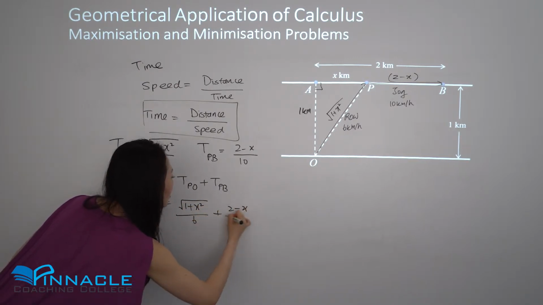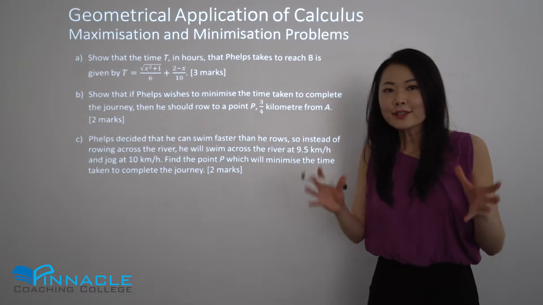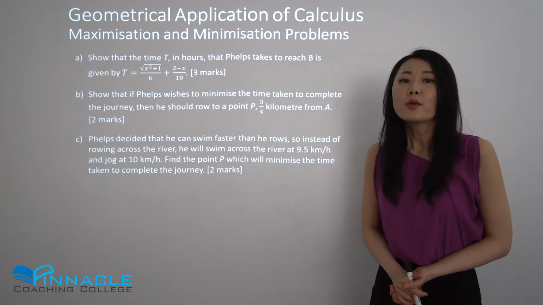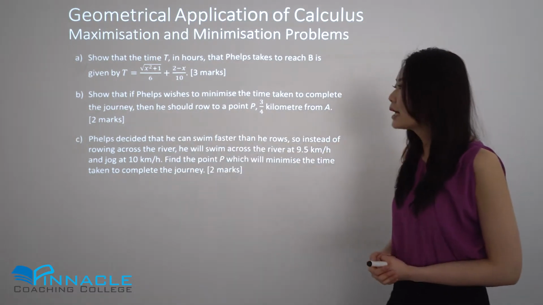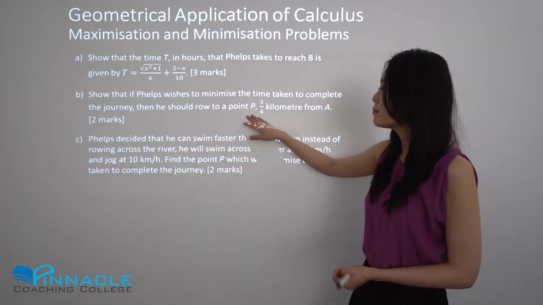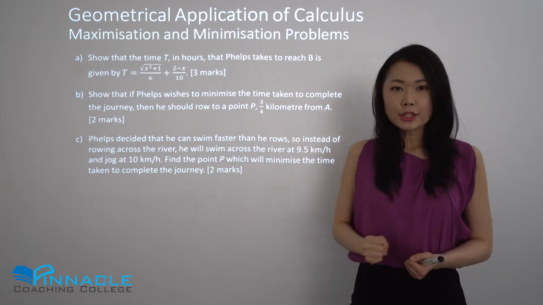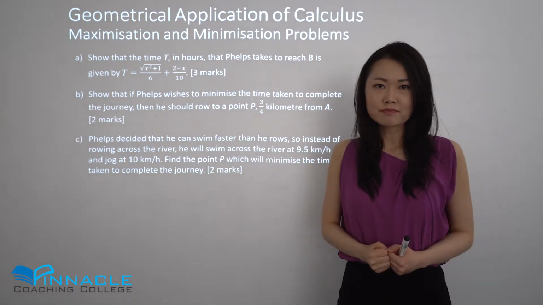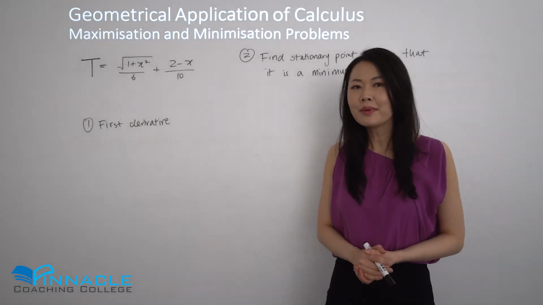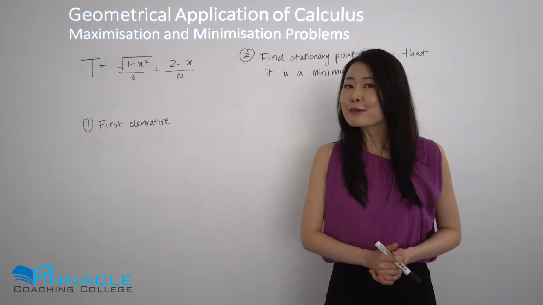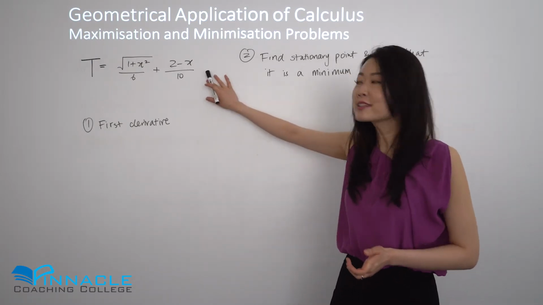this expression. Now that we've established the expression, we are going to show that if Mr. Phelps wants to minimize the time taken, he has to row to a point P that is 3/4 kilometers from A. So it's a minimization problem. Let's take a look how we do that. We're now going to try to find the minimum that is going to enable Mr. Phelps to get to point B in the minimum time possible. So let's start with the time equation here.